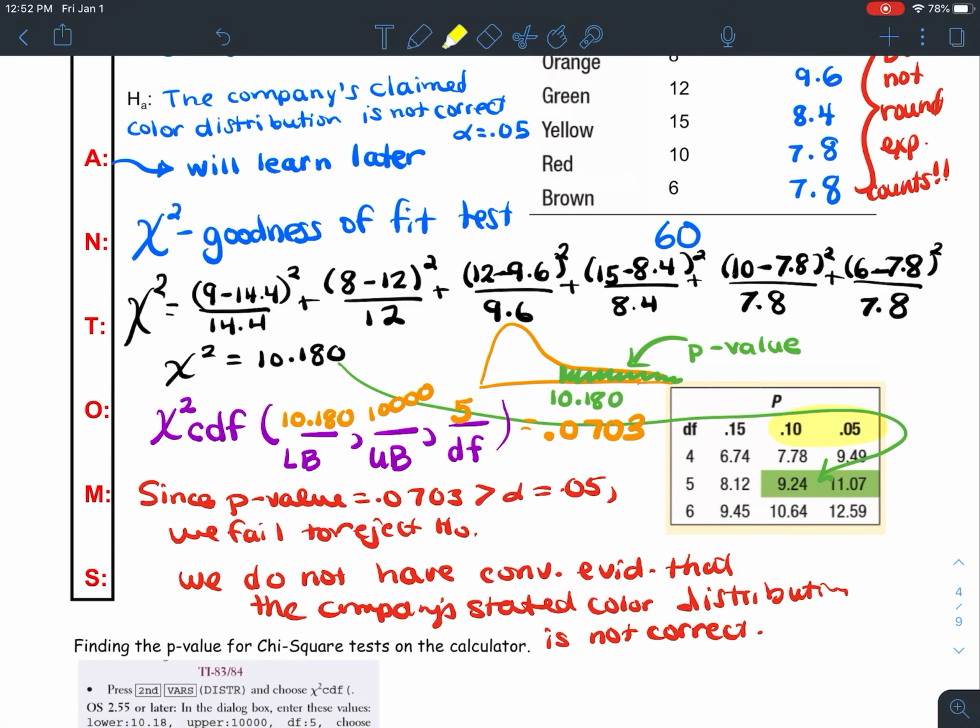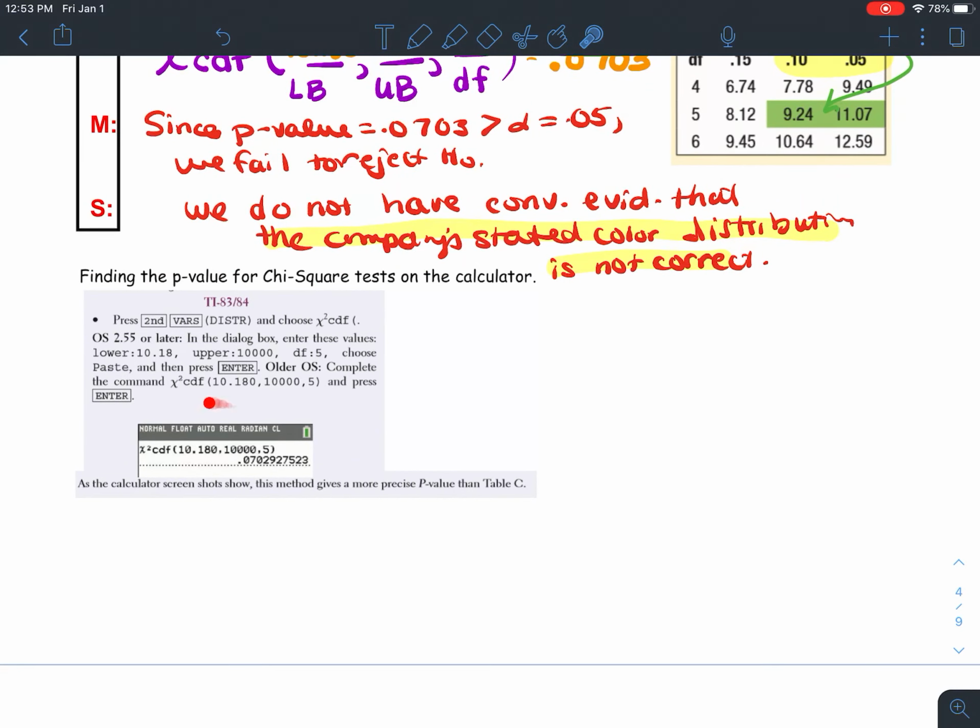is not correct. Okay, please note, what I listed here is that I didn't have evidence, and then after the word that, I was basically listing what my alternative hypothesis is. I didn't have evidence that, and I stated the alternative hypothesis. Okay, what you'll notice is at the bottom of this page is just what your calculator screen should look like when you're selecting that chi-squared CDF feature.